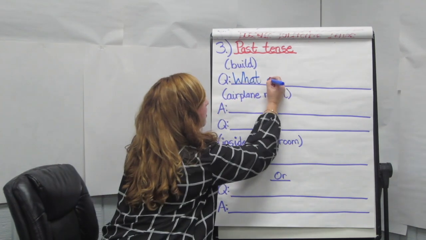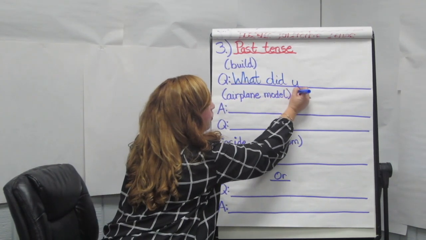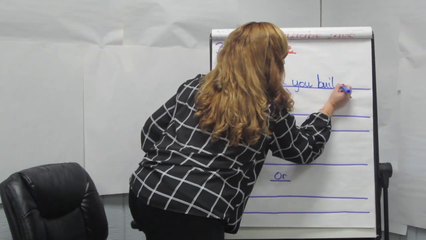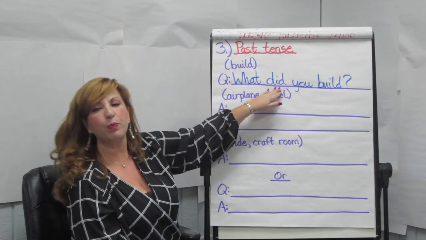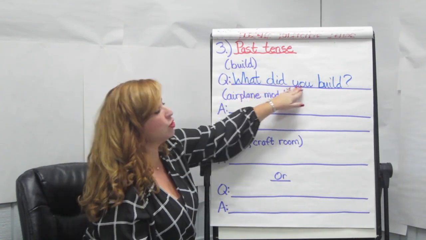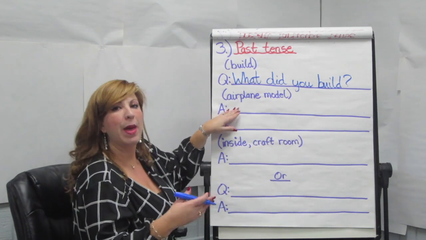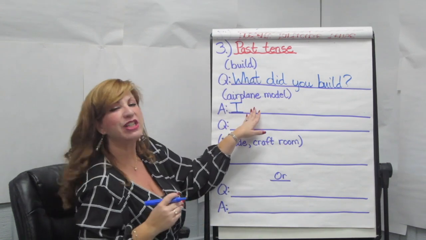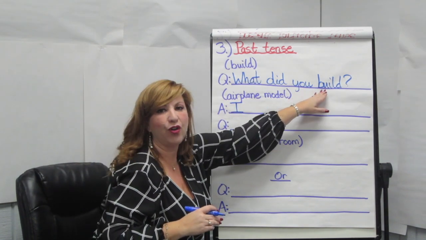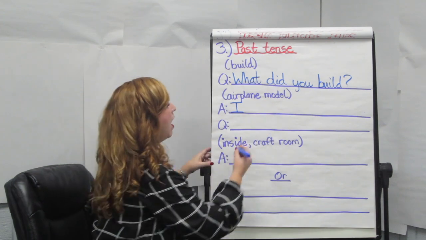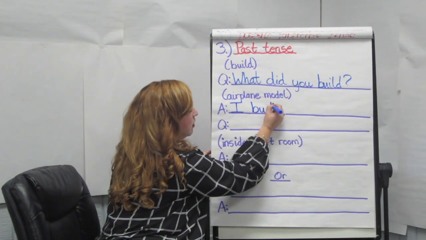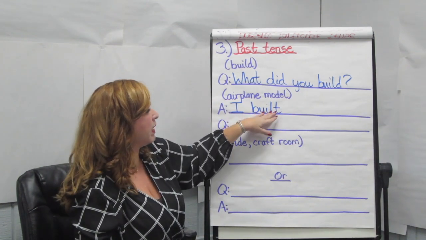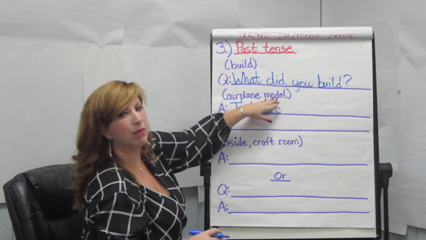What did you build? And again, my verb is still in the present tense because my helping verb is in the past. What did you build? And now I'm going to respond, I. And now I do have to change my verb into the past tense. I built. And this is an irregular past tense verb. So I built an airplane model.